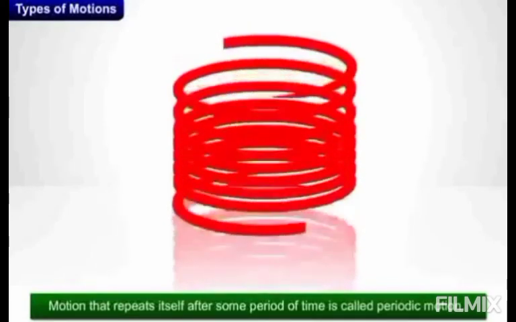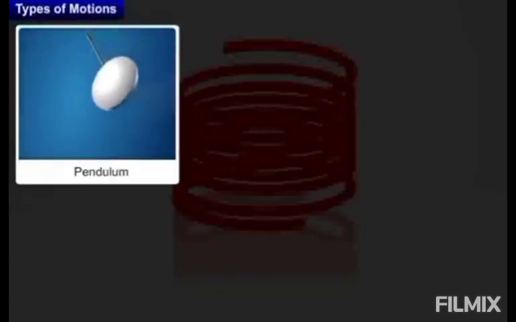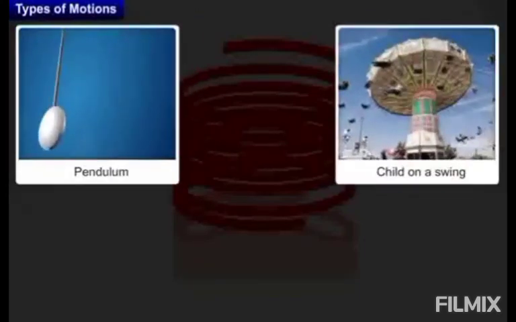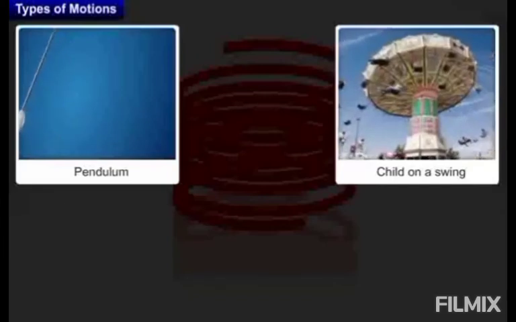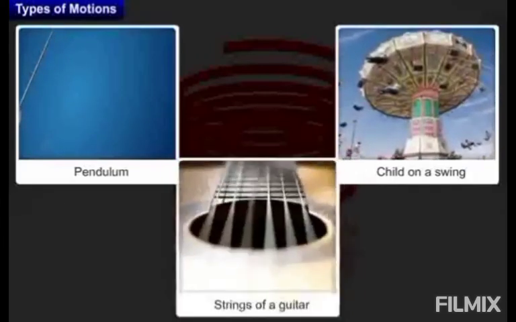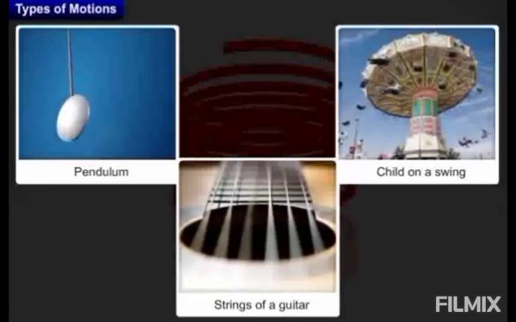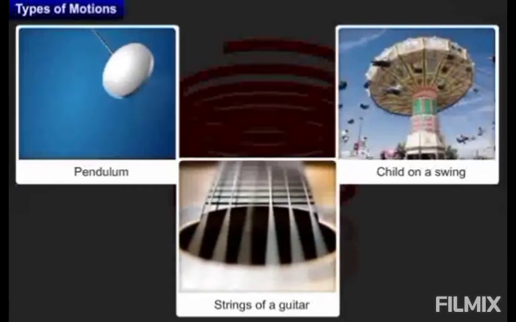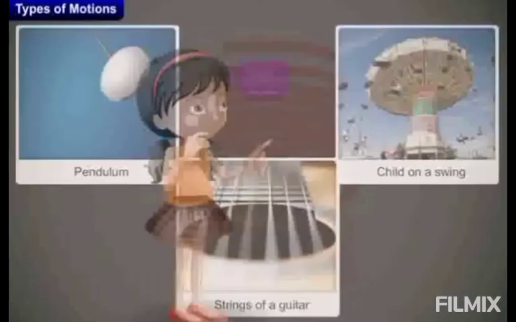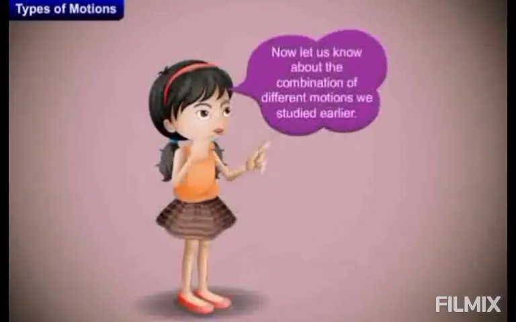That means the motion will repeat. For example, the pendulum of a clock, then a child on a swing. You can see that the pendulum will go left, right, then come back to the same position. So there is a repetition of the motion. And the strings of a guitar: you can see the string coming back. So these are the different types of motion that take place.